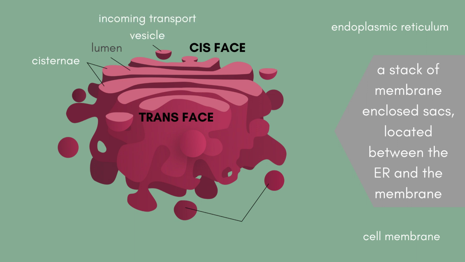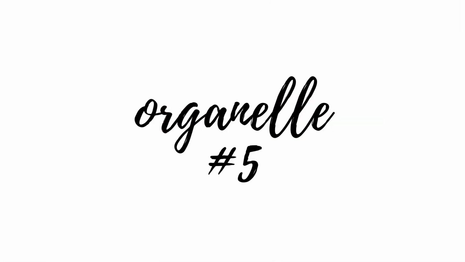This is an incoming transport vesicle coming from the ER. It gives its contents, which are likely proteins, to the Golgi, which modifies them and then packages them into an outgoing transport vesicle. These outgoing transport vesicles bubble off the trans face towards the cell membrane for exporting. Remember, the ER's ribosomes produce material for outside of the cell.